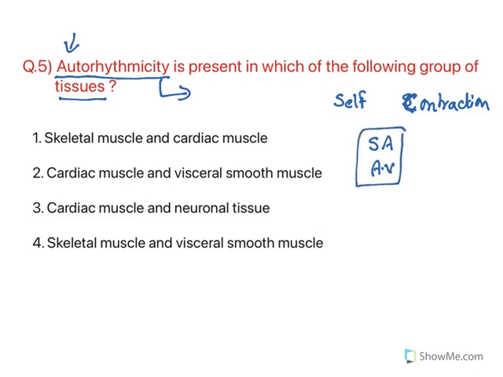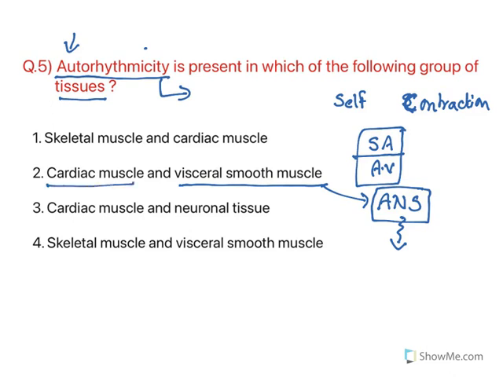Cardiac tissues do not need neural stimulation. They have their own contractions. That is the reason why even if a heart is removed from an animal, the heart gives a certain amount of contractions. That is called autorhythmicity. Now the same thing you find in visceral smooth muscle. Visceral smooth muscle has ANS, autonomic nervous system, innervation. Even though the neuronal transmission is not there, the visceral smooth muscle will still have a certain amount of contractions. That property is called autorhythmicity. So cardiac muscle and visceral smooth muscle will show autorhythmicity. Now see, skeletal muscles cannot work without nervous stimulation.